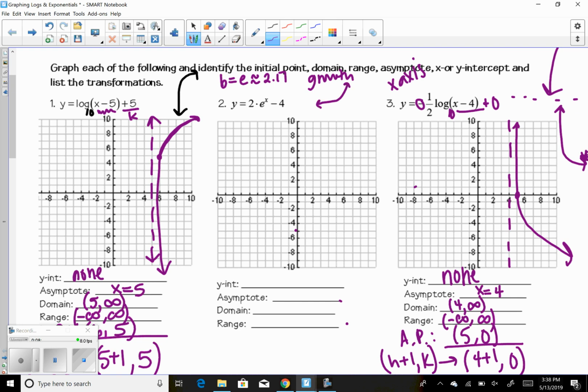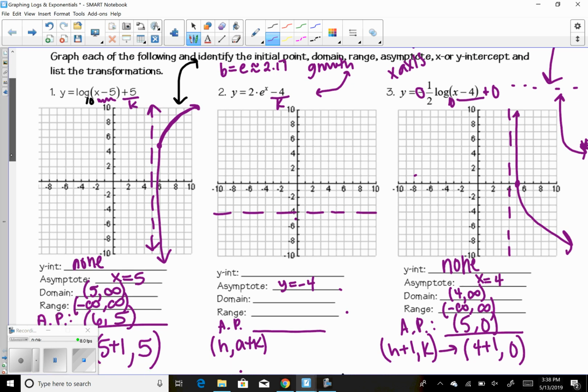When I do my asymptote, remember, asymptote is y equals k for these. It's what's in the back here. So y equals negative 4 is your asymptote. So I start here, negative 4. The anchor point, again, is not listed, and we need that. So the anchor point here is h, a plus k.